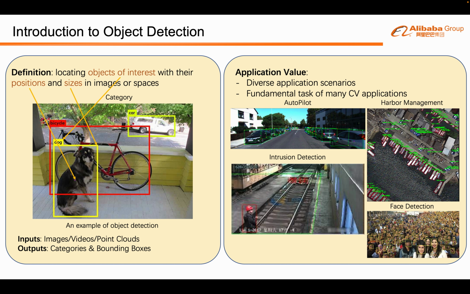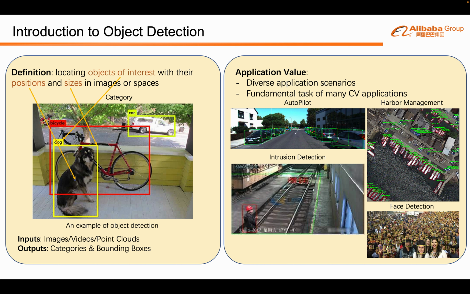The goal or the definition of object detection is to locate objects of interest with their positions and sizes in images or spaces. In general, its inputs could be images, videos, or point clouds, and its outputs could be the categories and bounding boxes of objects. The figure on the left is an example of object detection. After inputting such an image, it outputs the categories, positions, and sizes of objects of interest, where positions and sizes are represented by detected bounding boxes.